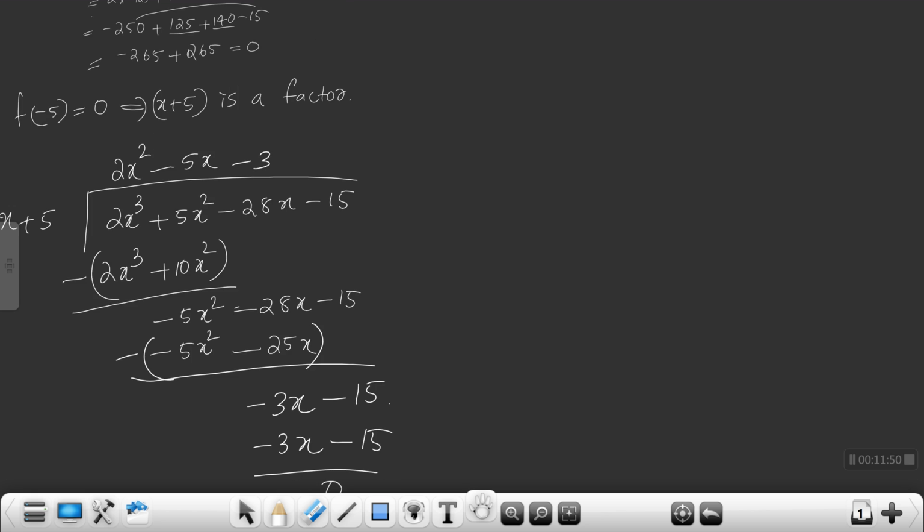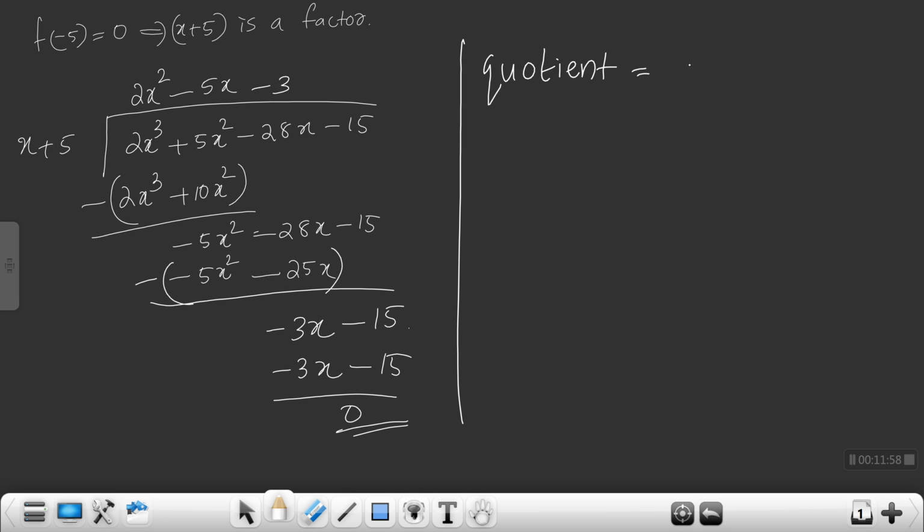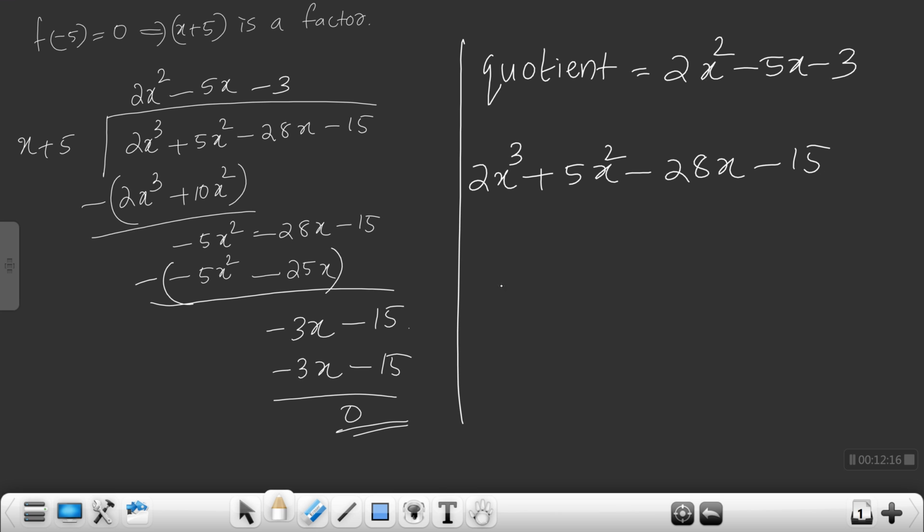On dividing 2x cube plus 5x square minus 28x minus 15 by x plus 5, the quotient is 2x square minus 5x minus 3. So factorizing the given polynomial completely, we write the given polynomial 2x cube plus 5x square minus 28x minus 15 is equal to our divisor, the given factor x plus 5, into our quotient 2x square minus 5x minus 3.